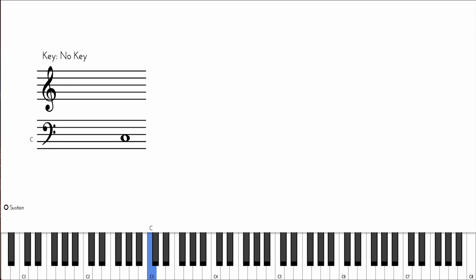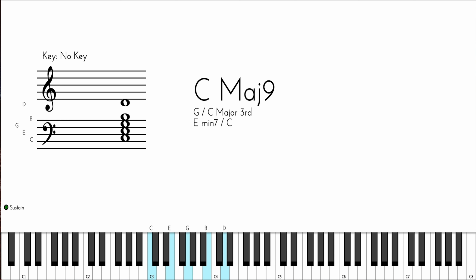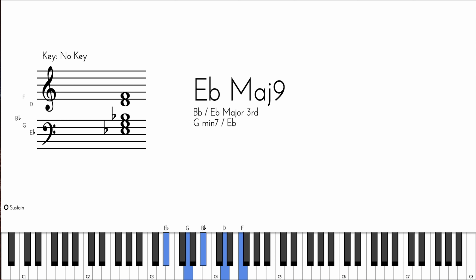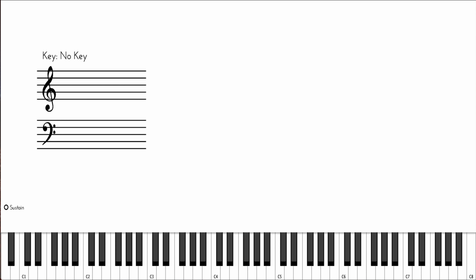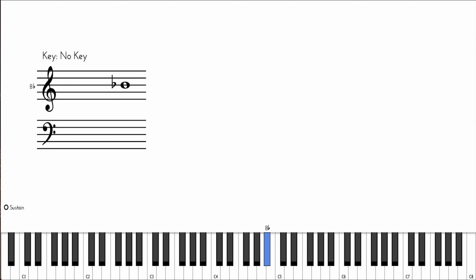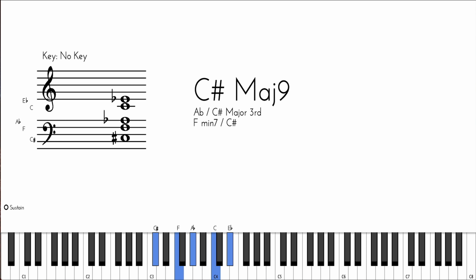So 1, 2, 3, 4, 5, 6, 7, 8, 9. So it doesn't matter what key you're in, we could be in E flat, 1, 2, 3, 4, 5, 6, 7, 8, 9. Right, we could be in A flat. We have 1, 3, 5, 7, 9. Okay, so that's the first extension, the major 9 chord.